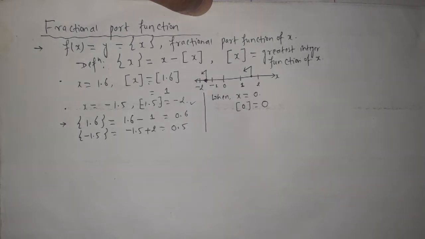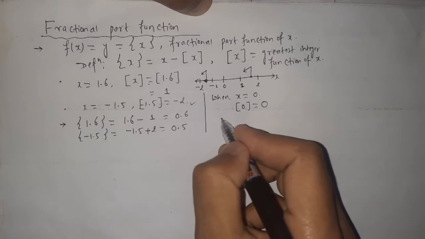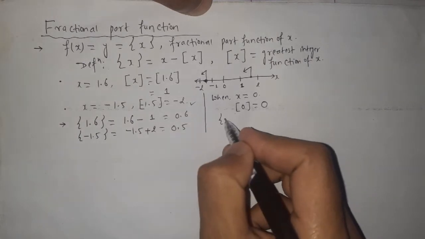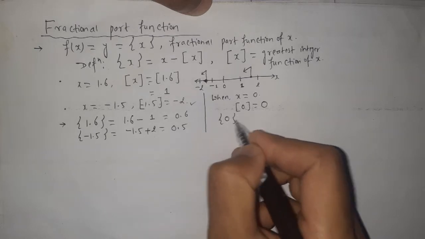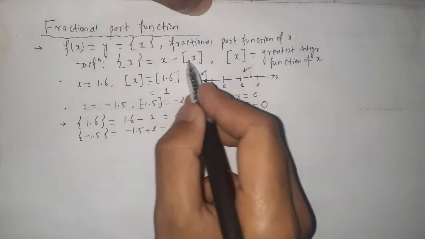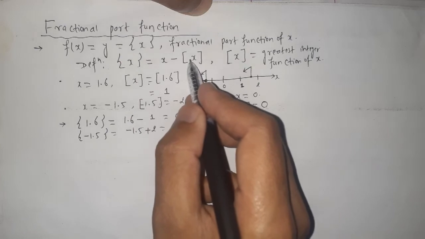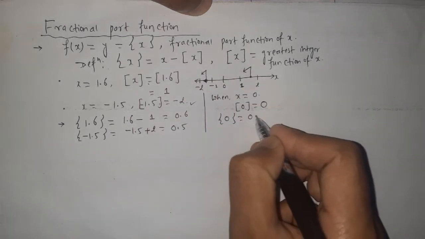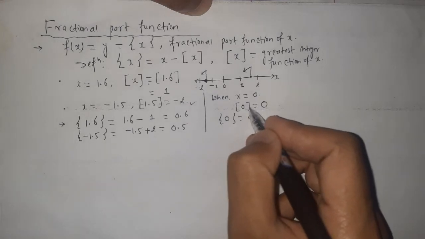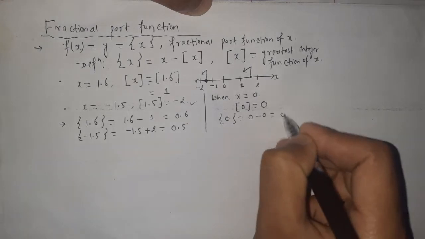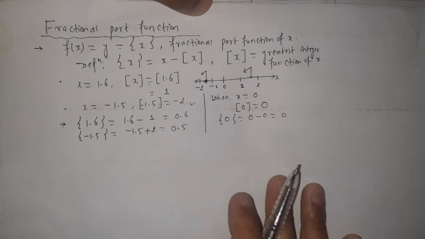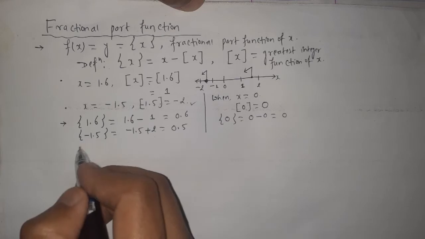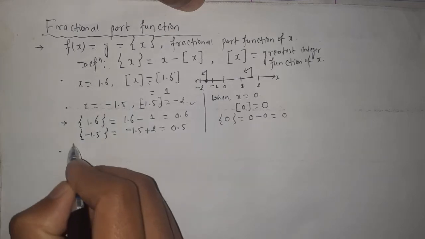Please remember this point. Let's calculate its corresponding fractional part function. The fractional part function of 0 is x minus the greatest integer of x. Let's substitute the value: the value of x is 0. 0 minus the greatest integer of 0, which is 0, gives 0.